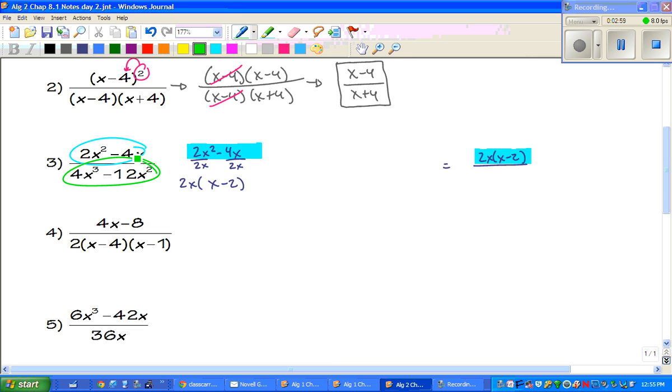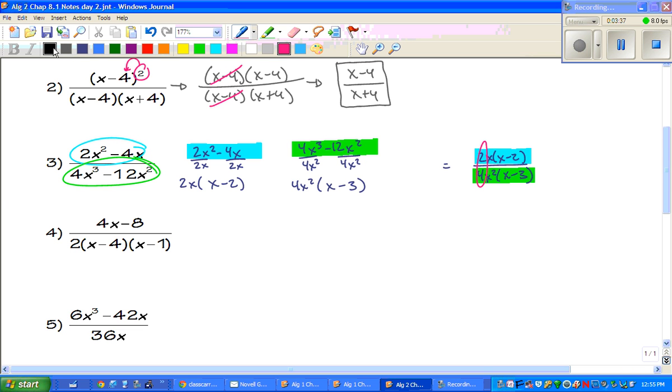Okay? And now, right here in green, we're going to take the other part, which was the 4x cubed minus 12x squared. Okay? Take out our GCF of the 4x squared. The GCF comes out front, and you're left with x minus 3. So below right here, we're going to write the 4x squared, x minus 3. Okay? And now we look to simplify.